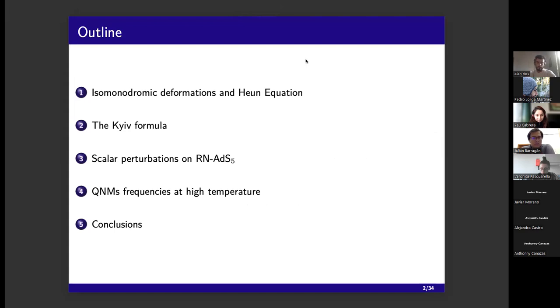The first part of the talk is related to the isomonodromic deformations, which is the approach that we use, and the connection with the Heun equation and the Painlevé equation. Then we will write some initial conditions for a dynamical system, and we will use what is called the key formula to manipulate such conditions and obtain analytical expansions that eventually will give us a formal solution to the eigenvalue problem. Then I will present the actual computation of the quasi-normal modes in Reissner-Nordström-AdS 5. And finally, I will conclude and present some future perspectives.